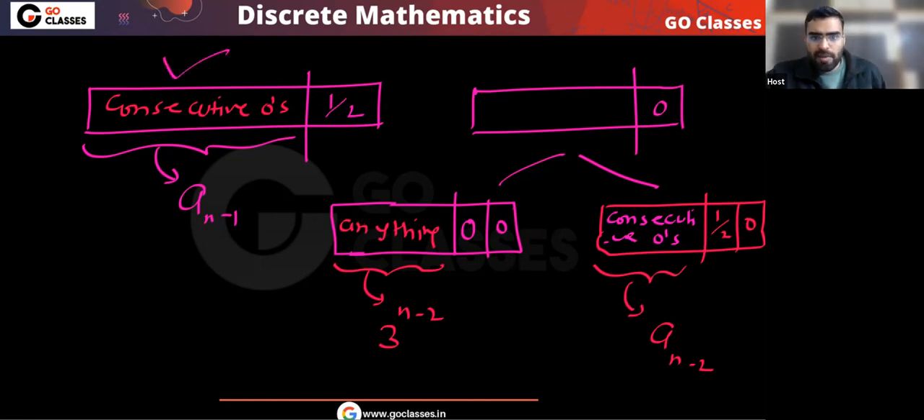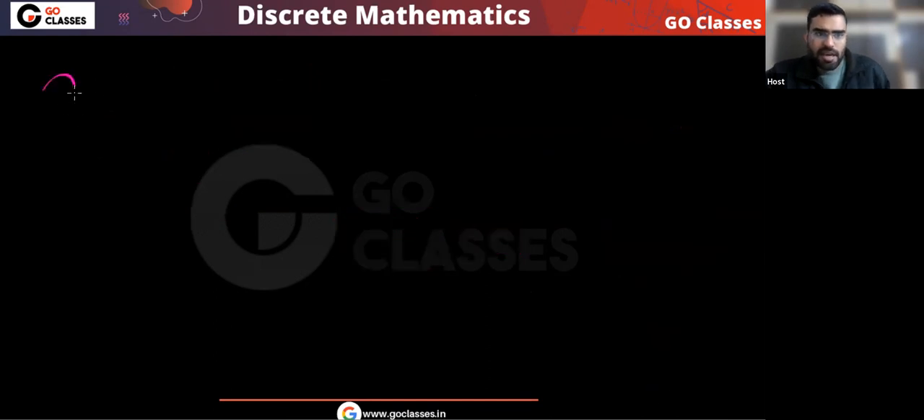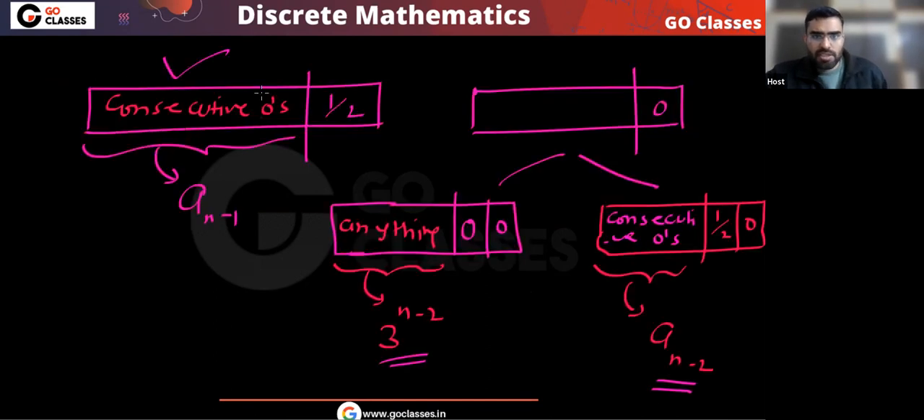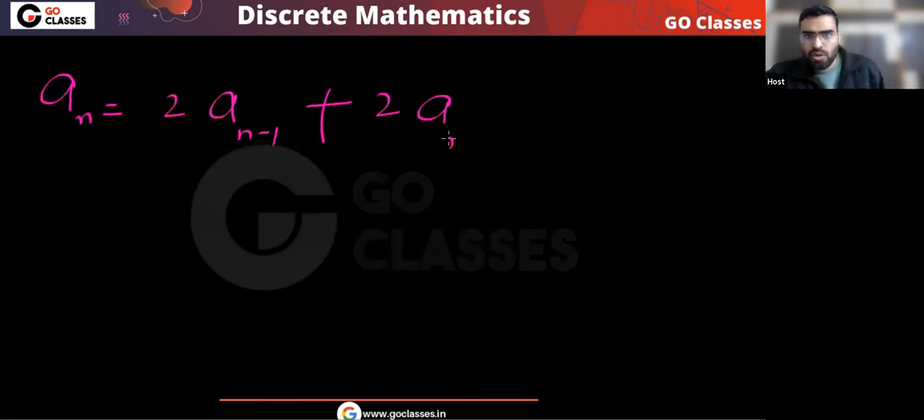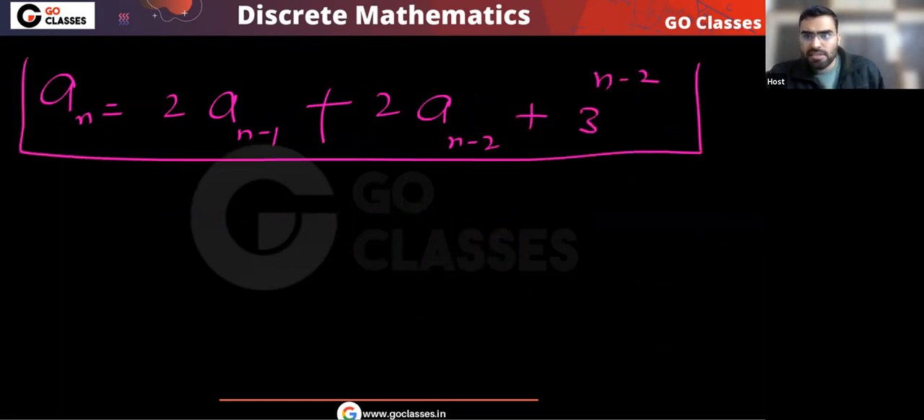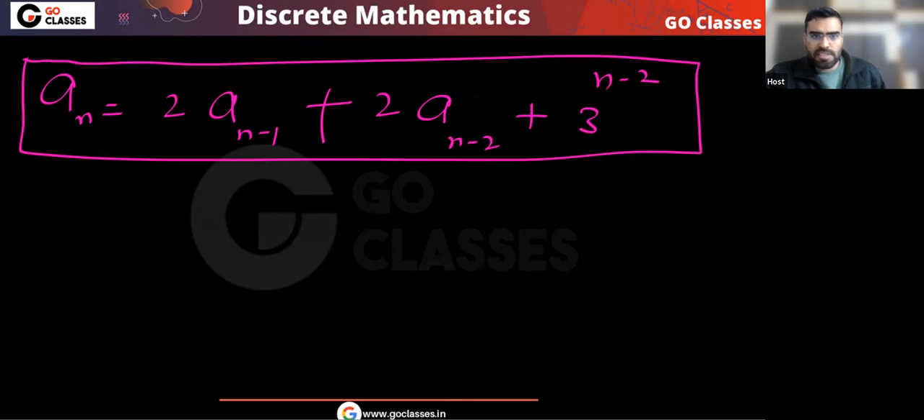So finally I can say that an is equal to, here we have two choices, so 2 an minus 1, plus here again 2 an minus 2, plus 3 power n minus 2. You can check it out. This is the recurrence relation. To how many people is this clear? Many students have given the correct answer.